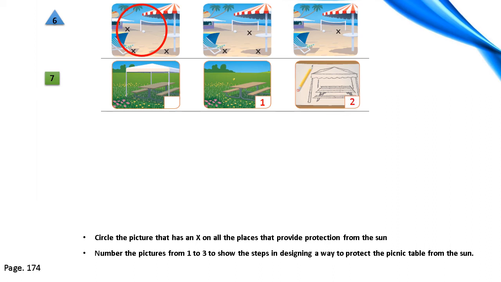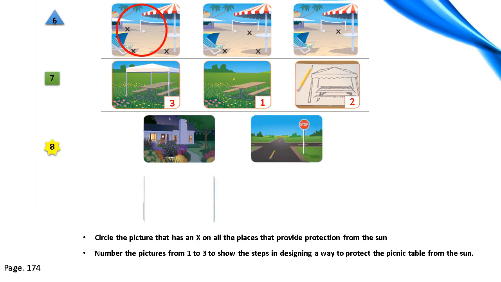Let's write number 2 under the picture on the right side. Here we can see that they have drawn and designed a solution for this problem. And then let's write number 3 under the picture on the left side. Here we can see that they have built a solution. They have built a shaded area which will protect the picnic table from the sun.